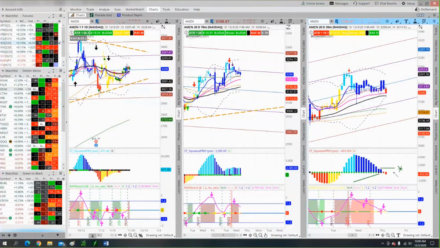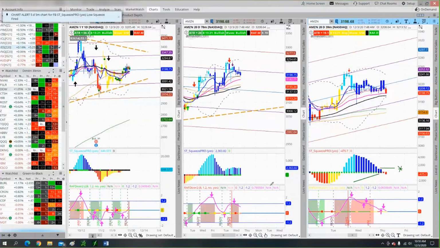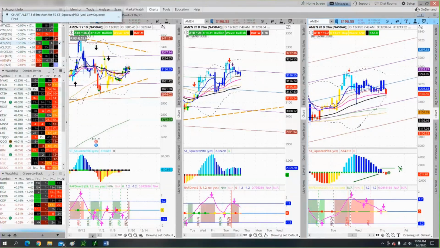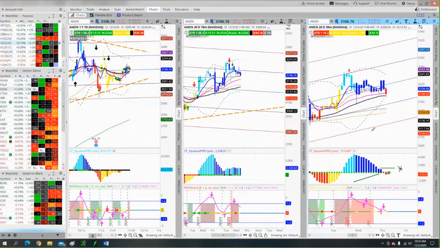And it's working, and I ain't about to change it. I ain't going to change what's working. What's working is one more red dot. I'm going to sell a vertical spread, or try to sell a vertical spread, with my rules.